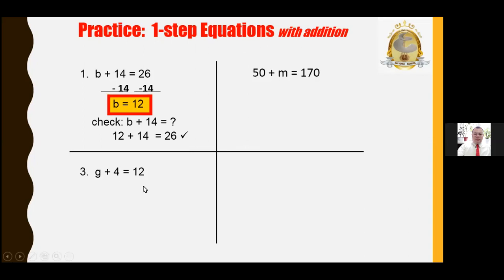g plus 4 equals 12. Here, as we said, we will use the inverse operation. We will subtract 4 from both sides, or you can move it to the right-hand side immediately, 12 minus 4, to get the value of the variable g equals 8. We can substitute the variable g to check that our answer is correct. 8 plus 4 is 12.